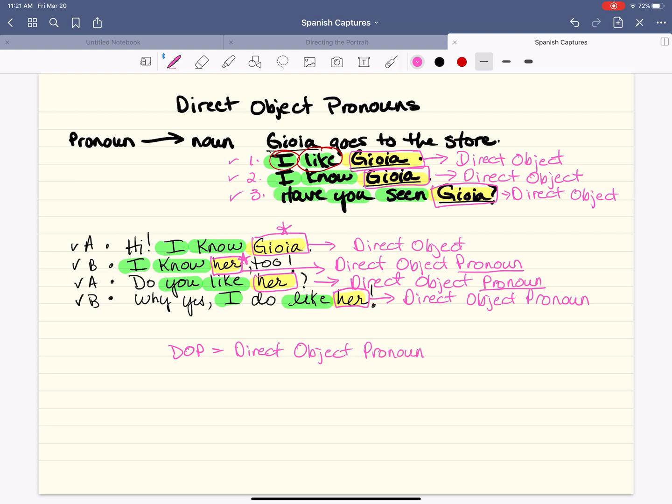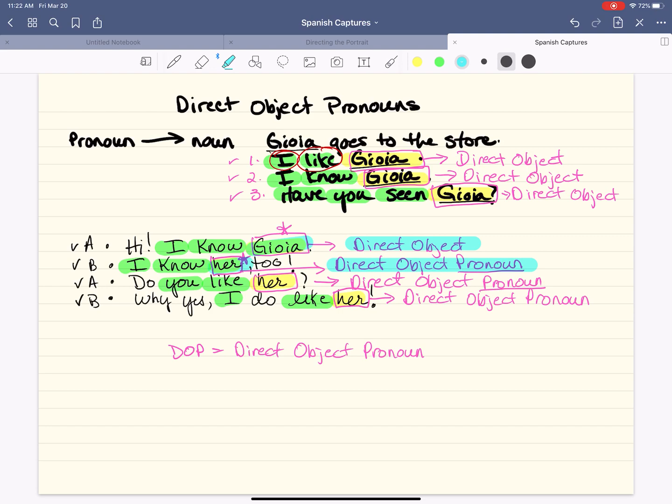Remember that a direct object, I'm going to change colors here really quick, can be your noun named, like Joya, right? Joya is a direct object when I name her, but I can be a direct object pronoun when I use her to substitute for Joya, okay? So a direct object pronoun has to be a pronoun. It's not actually the name of the noun.